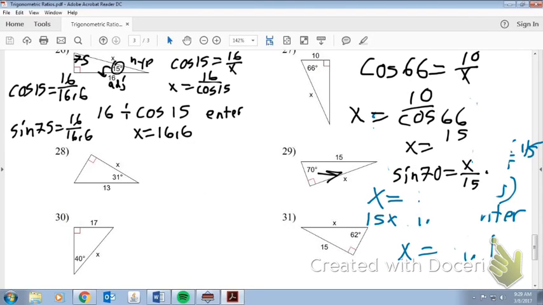Sine 70 equals x over, I don't know what just started happening. You guys can figure that out, though. I think I did this in two different, I don't know. It's going all stupid now. Okay.